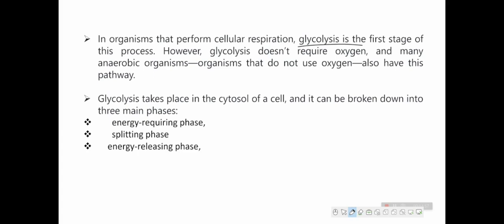However, glycolysis doesn't require oxygen, and many anaerobic organisms that do not use oxygen also have this pathway. Glycolysis takes place in the cytosol of a cell, and it can be broken down into three main phases. That is, first the energy requiring phase, second the splitting phase, third the energy releasing phase. The splitting phase is not so important, but the energy requiring phase and energy releasing phase are important.